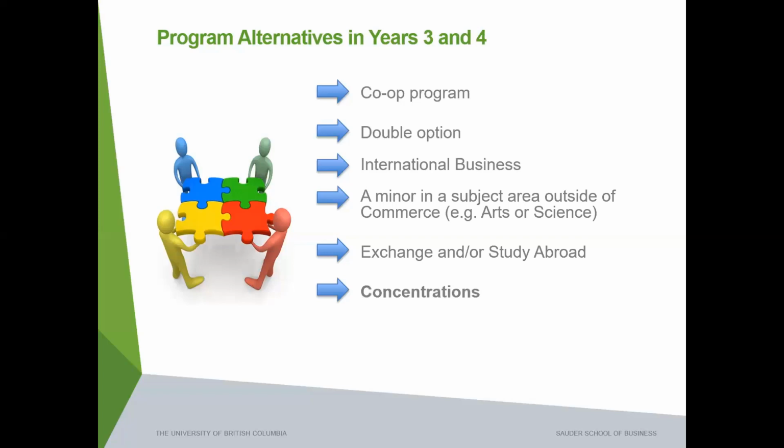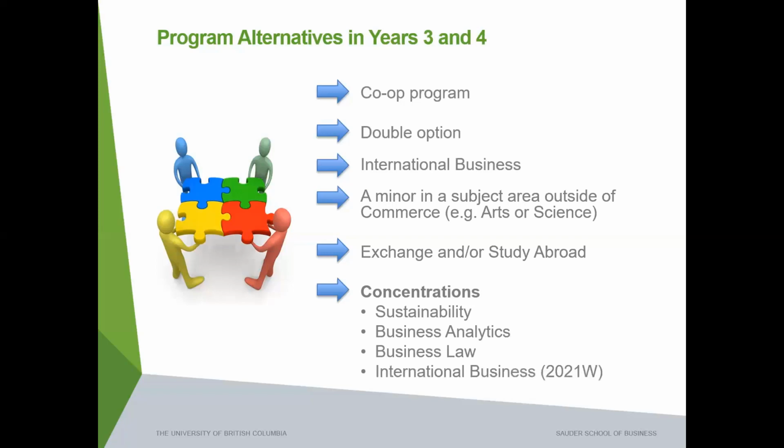And then the other thing is we do have a number of concentrations that are available for students to take. Concentrations are typically 12 credits of required courses, and we offer those in sustainability, business analytics, and business law. And starting 2021 winter, we're going to be offering the international business concentration.